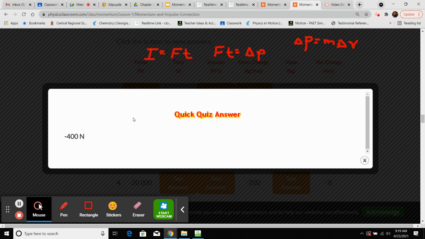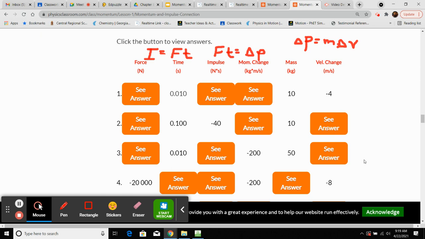negative 400 newtons. So why is the force less? Because you have the same change in momentum. You're applying the same impulse in both 1 and 2, but one of them is happening much quicker than the other. Not much quicker, but it's roughly a factor of 10. So that's why the force is going to be 10 times less.